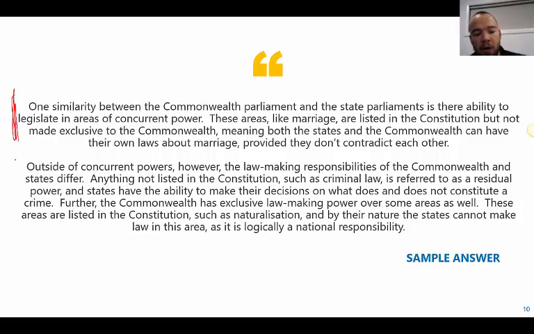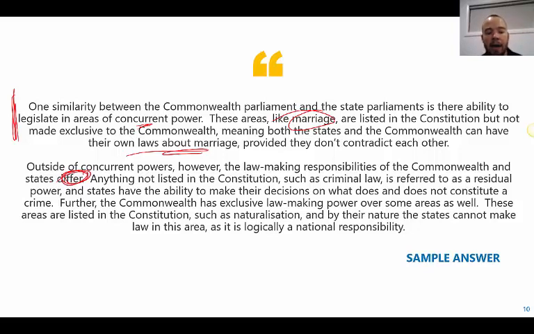The similarity between the Commonwealth Parliament and the state parliaments is their ability to legislate in concurrent areas, so areas of concurrent power. These areas, my example, like marriage, are in the Constitution but are not made exclusive, meaning both the states and Commonwealth can have their own laws about marriage. Pretty straightforward. Outside of concurrent powers, however, the lawmaking responsibilities of the Commonwealth and states differ. So using that clear language, differences.